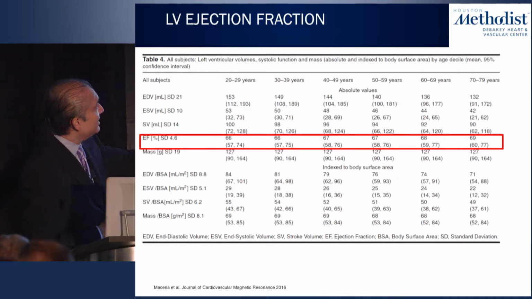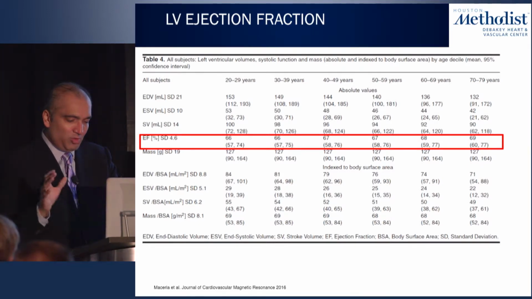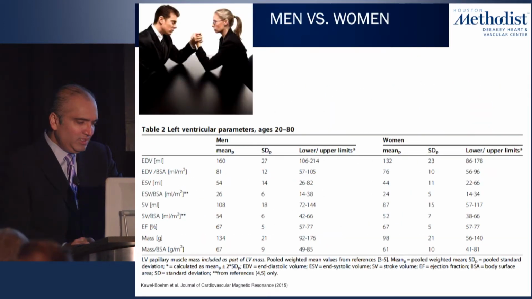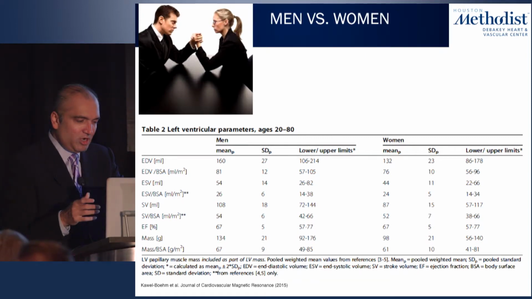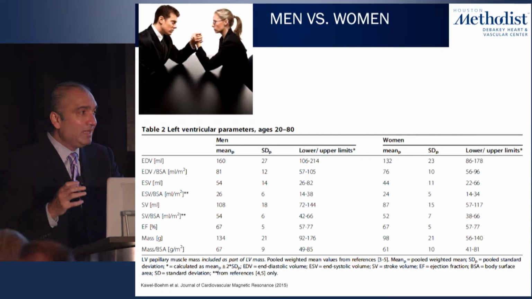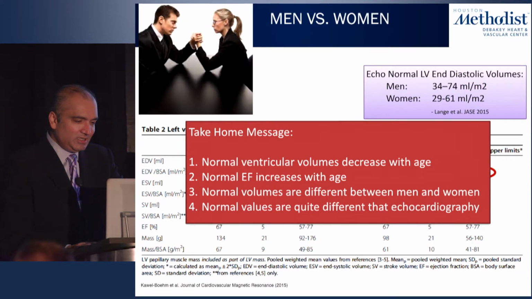But also keep in mind that normal ejection fraction changes a little bit with age. Older patients tend to have slightly higher normal ejection fractions than younger patients do. And then also, men and women, there's a difference as well. And I think Roberto touched on this also for echocardiography. We find the same thing by CMR, that men in general tend to have slightly higher end diastolic volumes and end systolic volumes than women do. And then lastly, the normal values that we have differ a fair bit from echocardiography, where the normal volumes are probably anywhere from 20% lower.